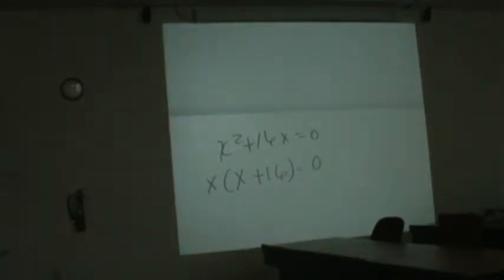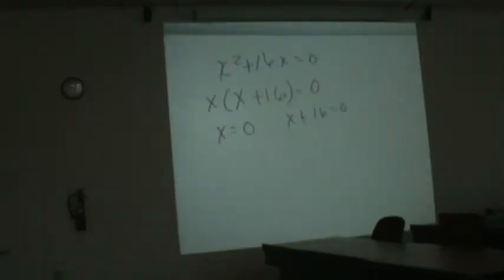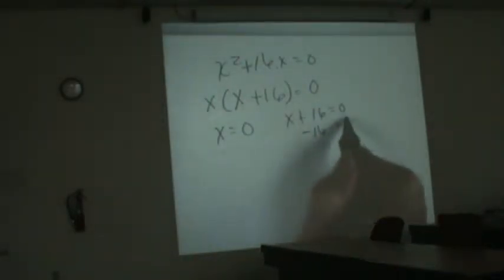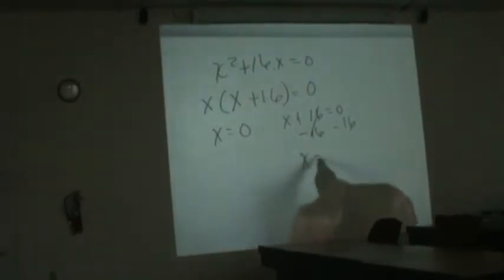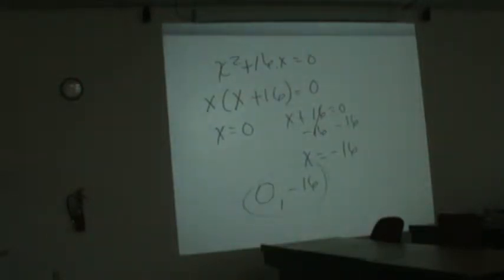Set each one of your factors equal to 0. And then solve the one, this one's already solved. Solve the other one. So you have x equals negative 16. So you have 0 and negative 16 as your answers.